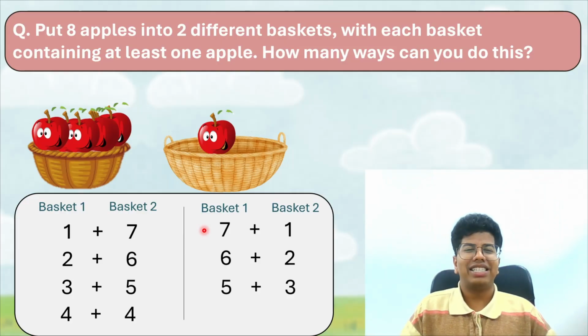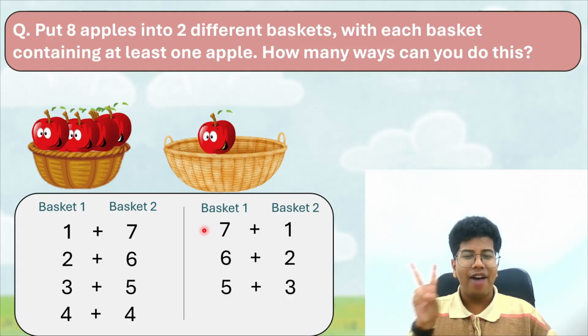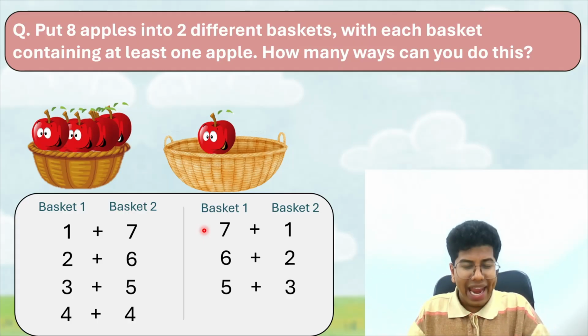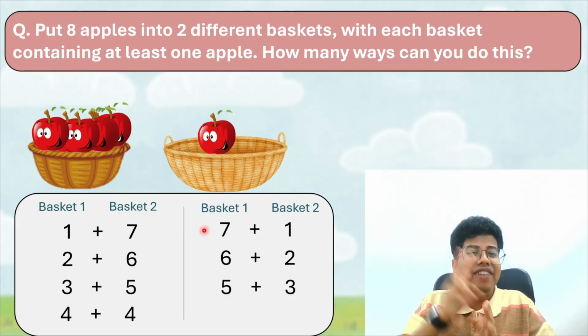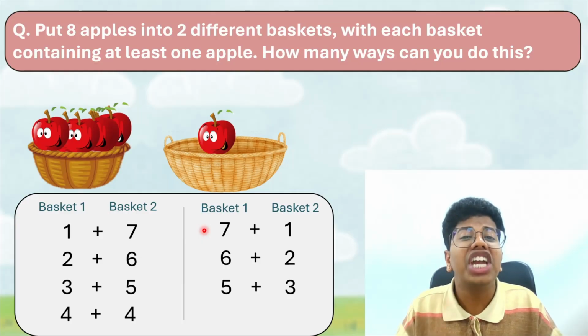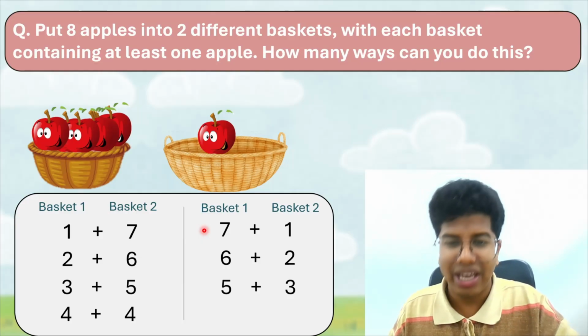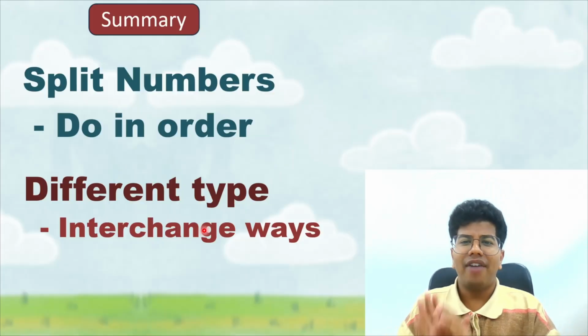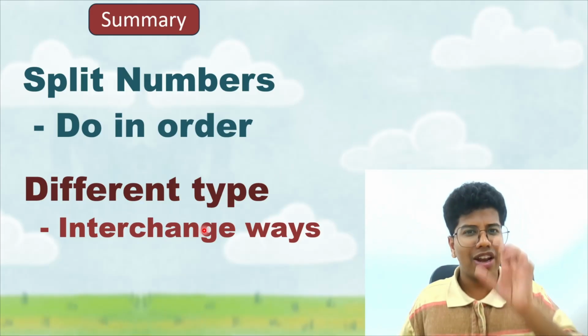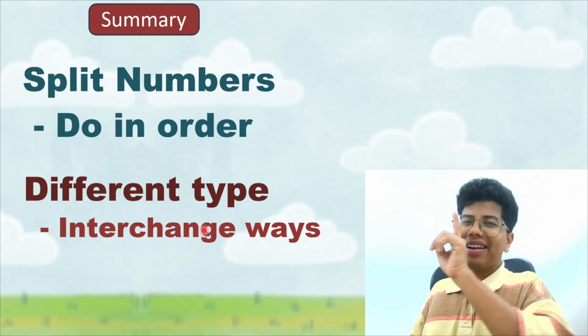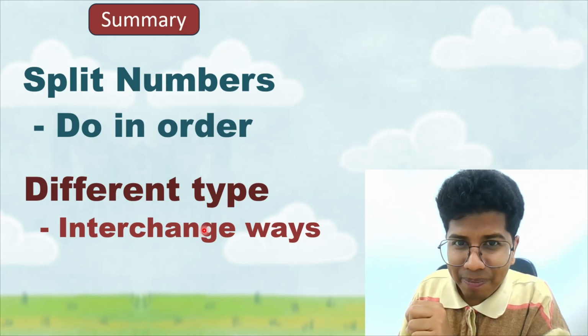So, what we can understand from this question, there are 2 things. If I want to distribute, then we should do it in order, and making sure that if there are different types, we can interchange the numbers. So here I'll write down: if I have to split numbers, do in order, and for different types, interchange ways. Now you can pause the video and write down the summary for me.